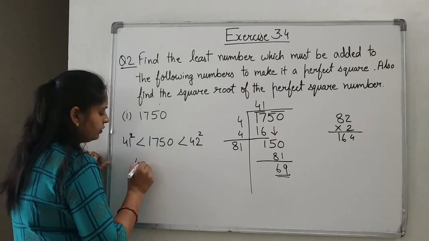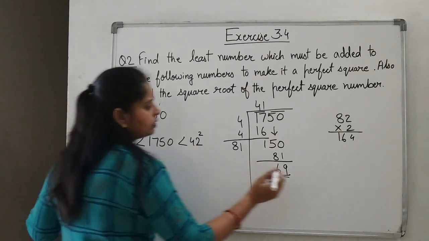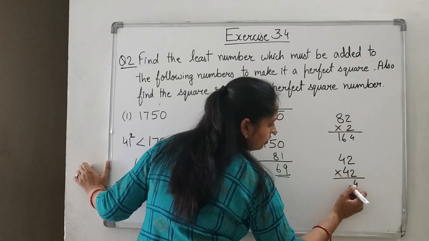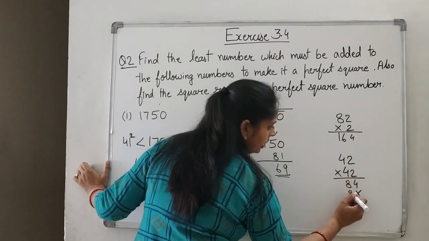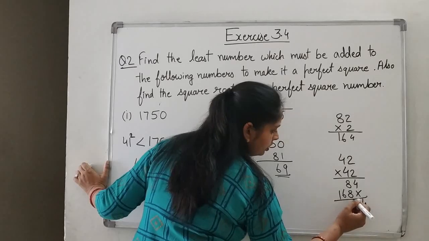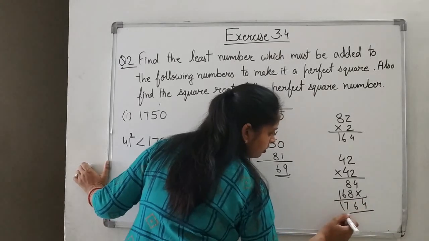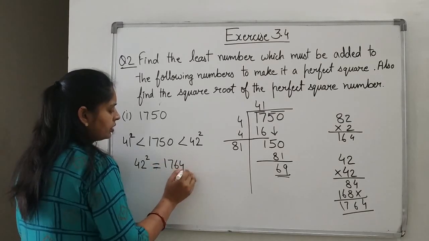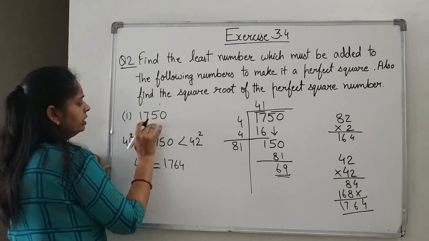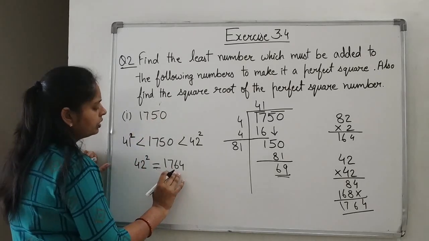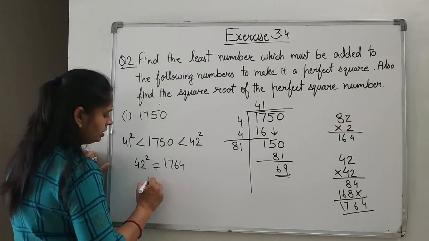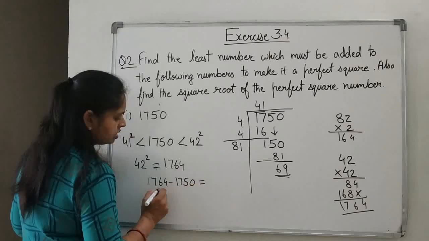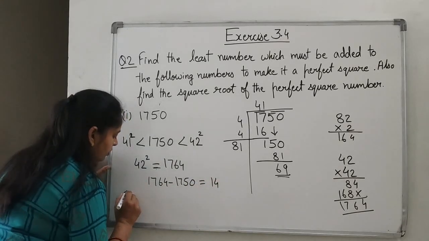So let's find the square of 42. What is the square of 42? So multiply 42 into 42, it will give you how much? 2 2s are 4, 4 2s are 8 and 4 2s are 8, 4 4s are 16. So 4, 16, 7, 1764. The square of 42 is 1764. So we are having the number as 1750 and I want to reach here. So obviously we have to find the difference. 1764 minus 1750 is how much? 14.